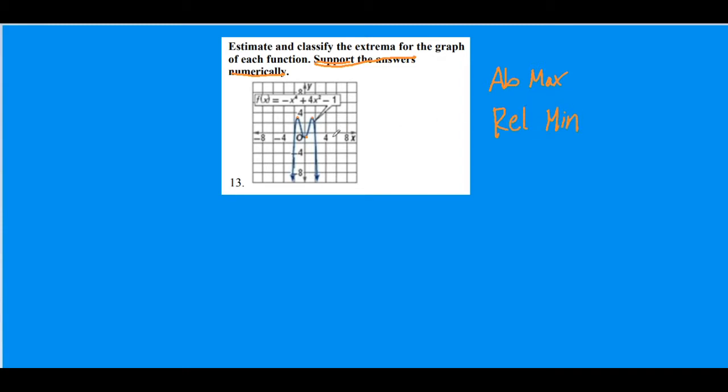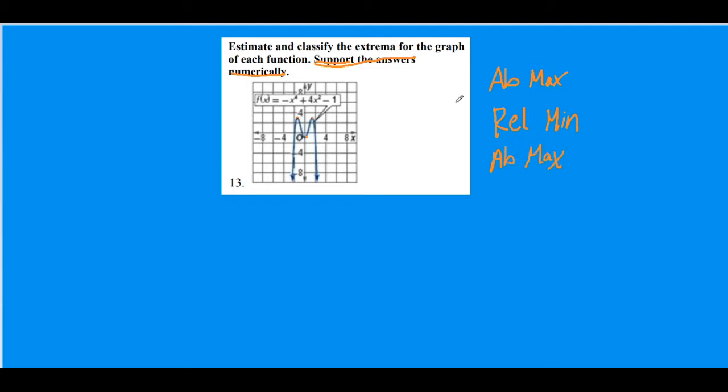Why is it a relative minimum? Well, it's not the lowest point on the whole graph. It goes all the way down to negative infinity on both sides. So it's not even close to an absolute minimum. This graph does not have an absolute minimum. Alright, there's an absolute max, then a relative min, and then another absolute max.